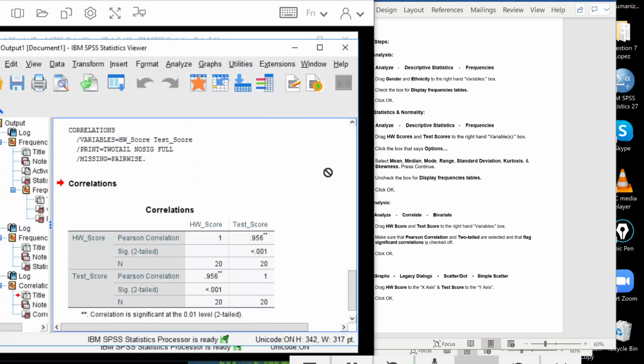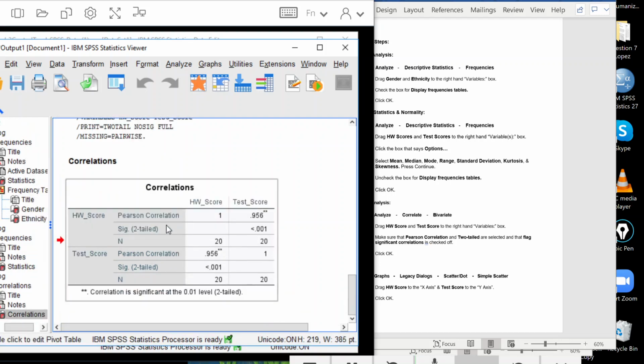And so here is another table with information. So we have homework score. This is a correlations table. Homework score, and we're using a Pearson correlation, and we're saying what is the relationship between homework score and homework score? Well, of course it's going to be a perfect correlation because we're measuring the same thing. We're looking at the same thing.